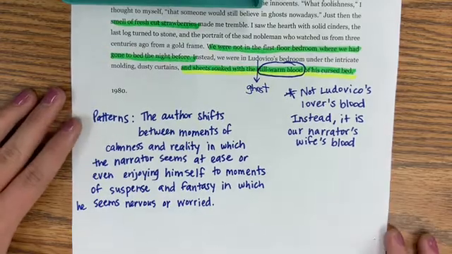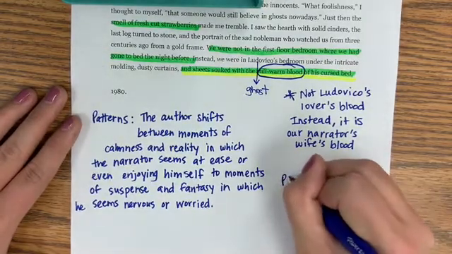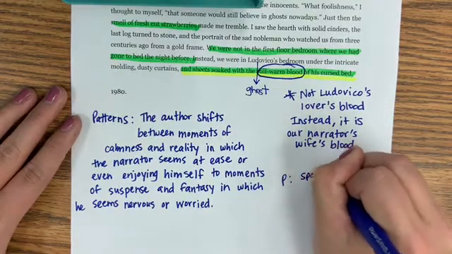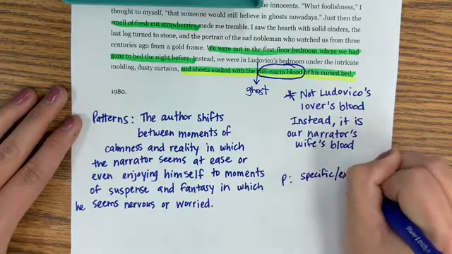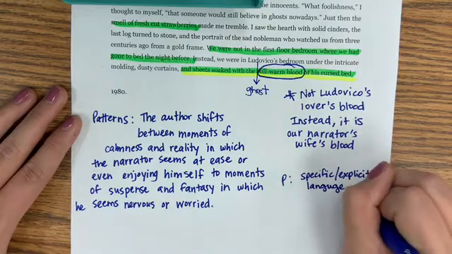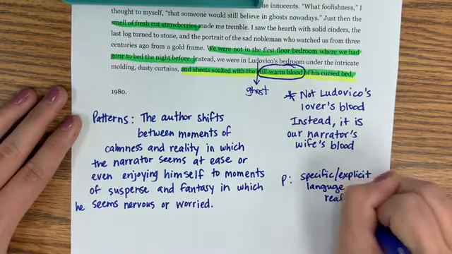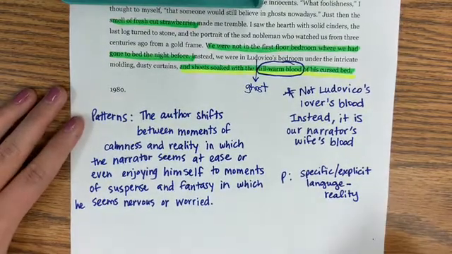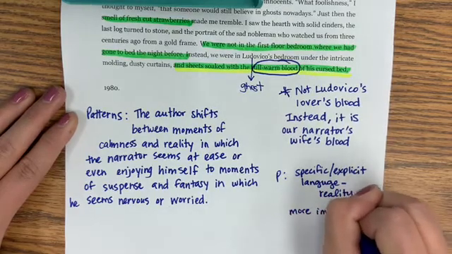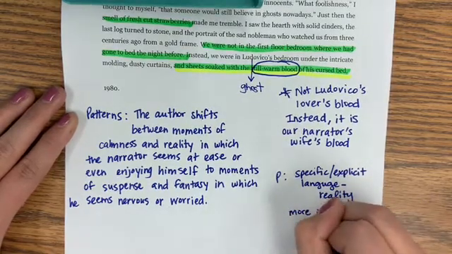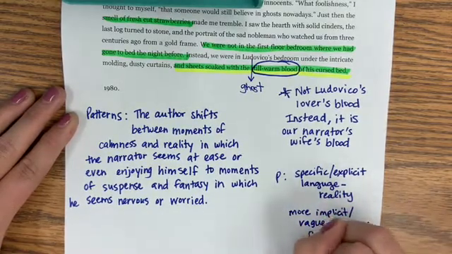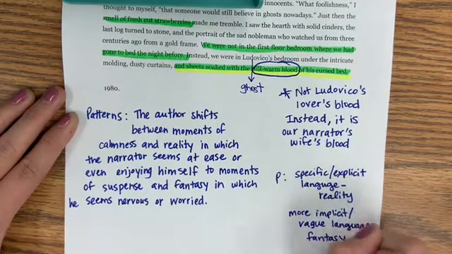Another pattern that we noticed is that it seems like he uses specific, explicit language during the moments of reality. And it seems like he uses more implicit or even vague language when dealing with the fantasy side or the spooky side.